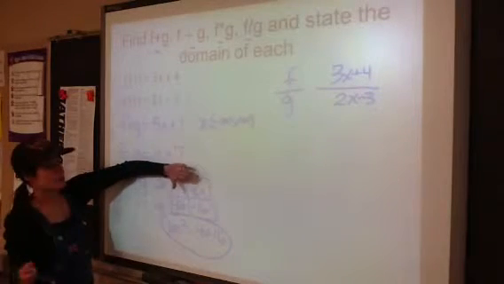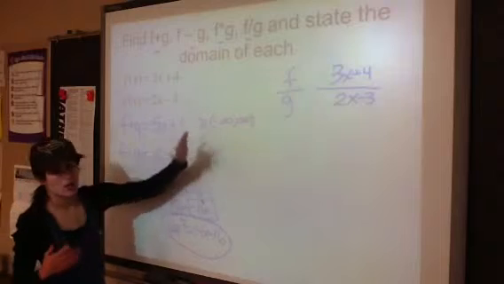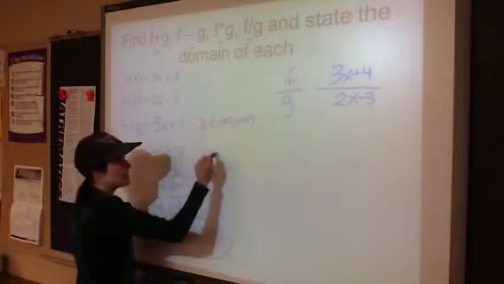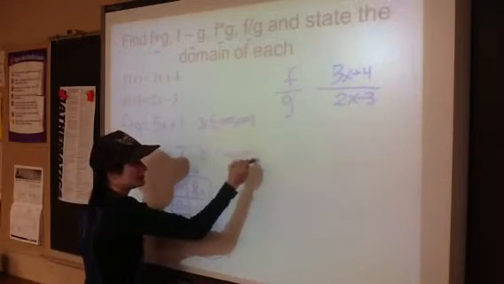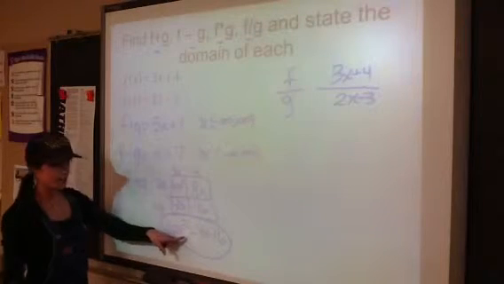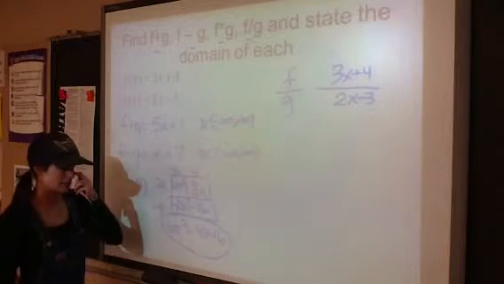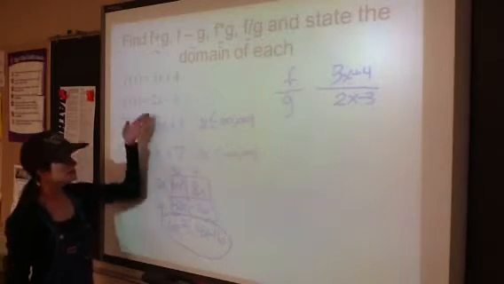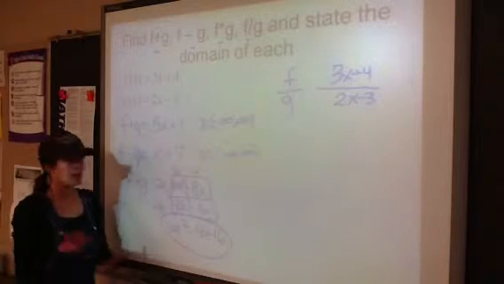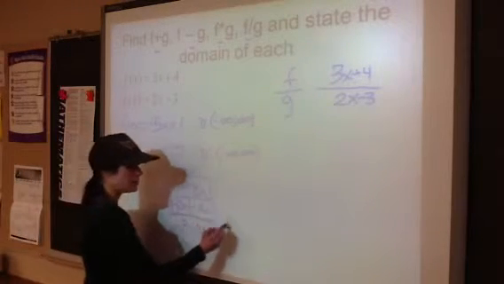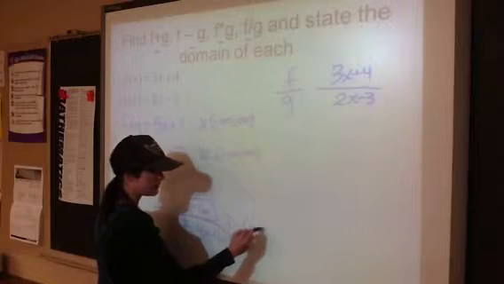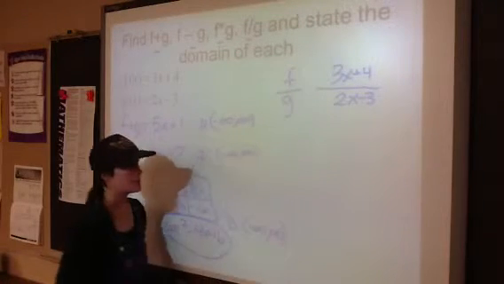Here we got x plus 7. No fraction. Nothing weird's happening. So negative infinity to infinity. Here, you got 6x squared minus 4x minus 16. It jumped from just being an x to an x squared, but still, nothing weird is happening with no fraction, so you got negative infinity to infinity.